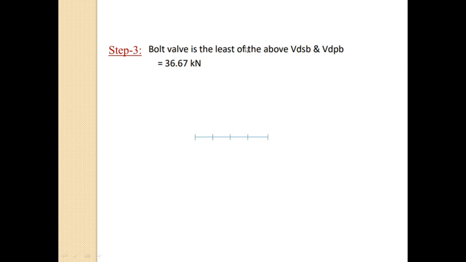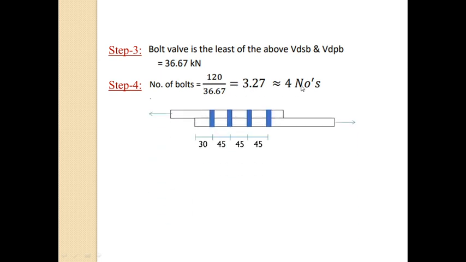So step number 3 is the bolt value. We know the bolt value is the least of Vdsb and Vdpb, that is 36.67 kilonewton. And the last step, number of bolts. Number of bolts is equal to the factored load divided by the bolt value. Putting the values, we get the number of bolts as 4.